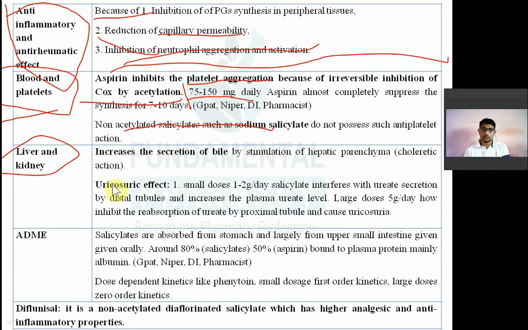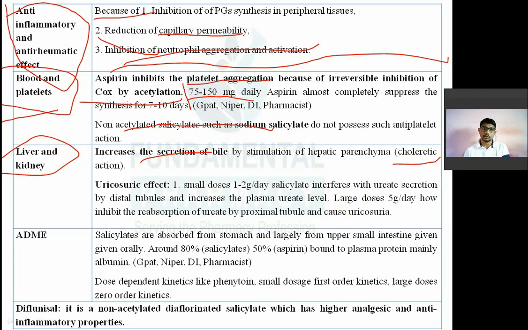Now, actions of aspirin on the liver and kidney. They increase the secretion of bile; they stimulate the hepatic parenchyma to produce more bile. This action is known as choleretic action. Cholestatic means they suppress the formation of bile. So the action which increases the production of bile is known as choleretic. Aspirin is choleretic in nature.